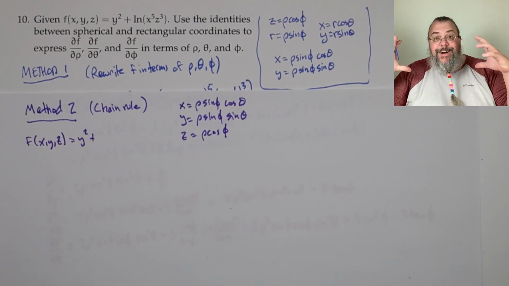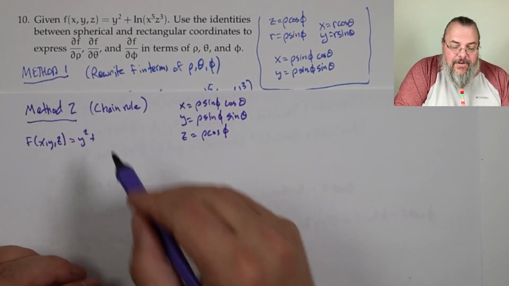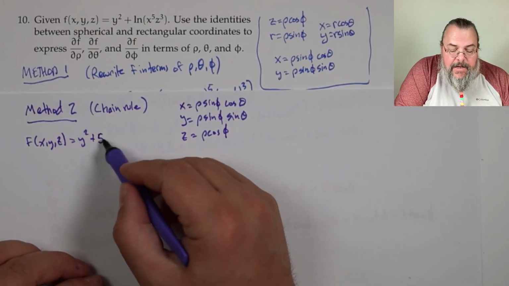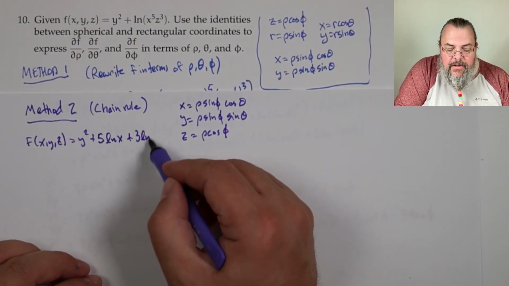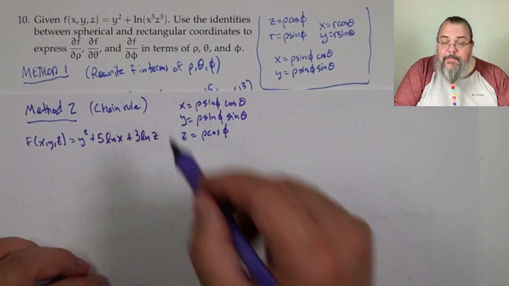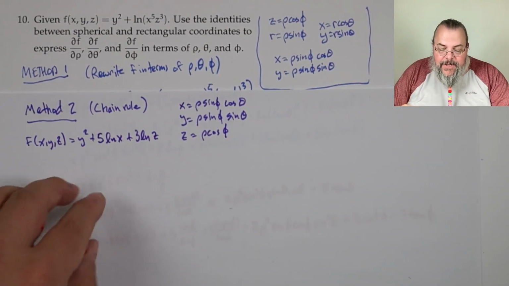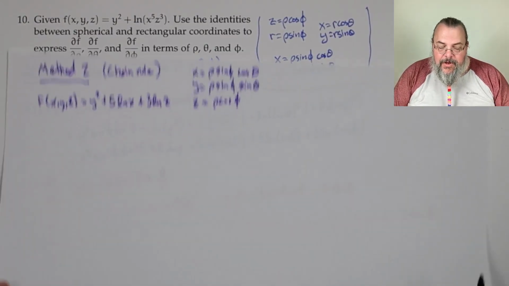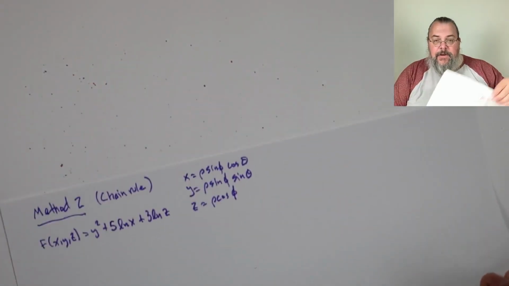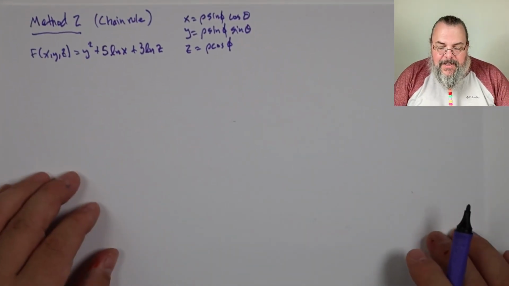Now, I'm going to take advantage of log here. So plus 5 log x plus 3 log z. Okay? It's the same thing we just did. I'm just doing it earlier. So we have our function, and we have our x, y, z. And now we're going to do a chain rule. So we'll put this off to the side. We'll bring it back and compare our answers.